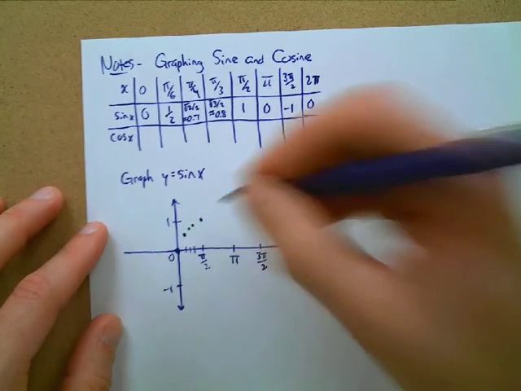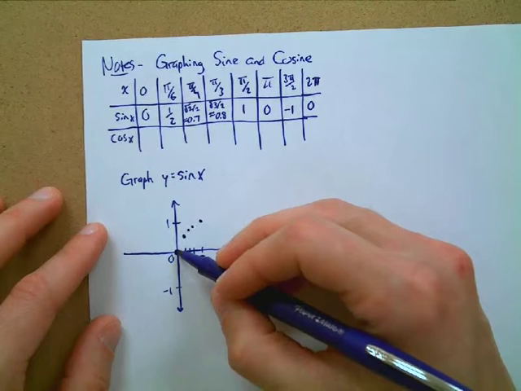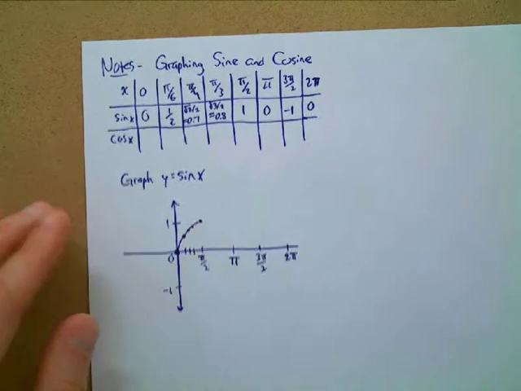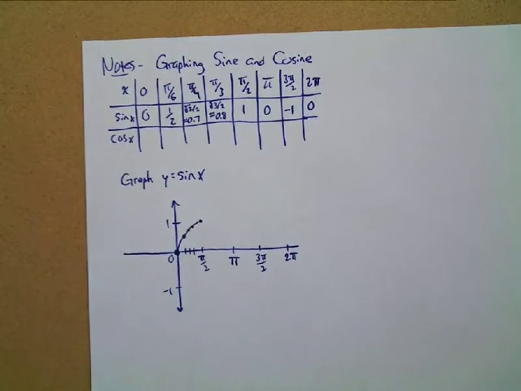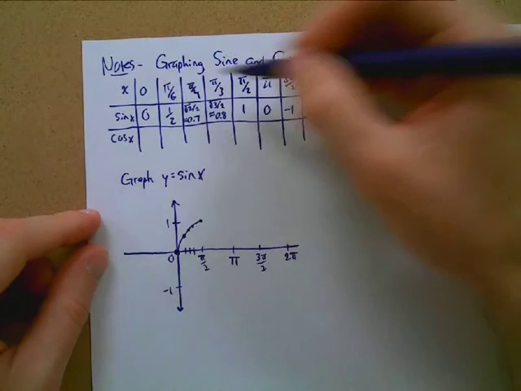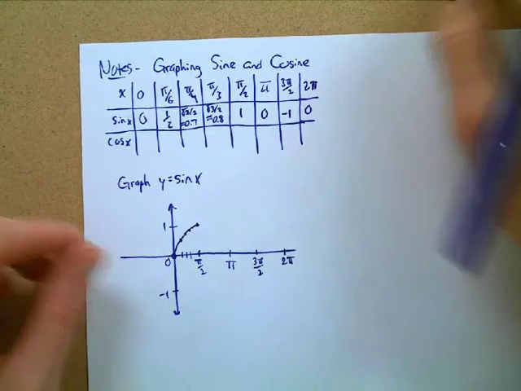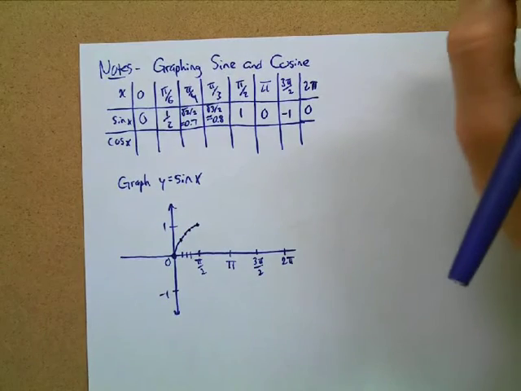Okay, now let's just connect these dots right here. So there's the first part of our curve, from 0 to pi over 2, or from 0 degrees to 90 degrees, if you like.